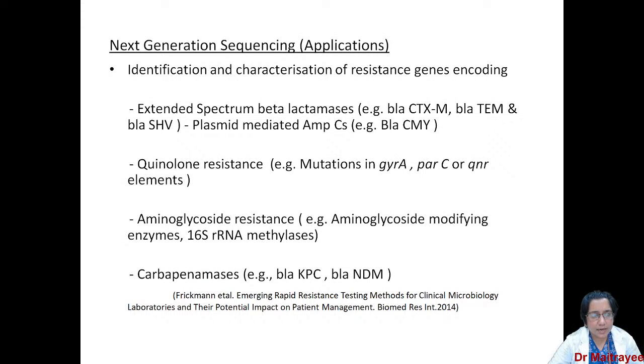Then in next generation sequencing, identification and characterization of resistance genes encoding the ESBL, that is CTX-M, blaTEM, and blaSHV, can be done. Quinolone resistance, that is mutations in gyrA, parC, or qnr elements, can be done. And aminoglycoside resistance, that is aminoglycoside modifying enzymes and 16S rRNA methylases, can be found out. Also, carbapenemases can be found out by this method.